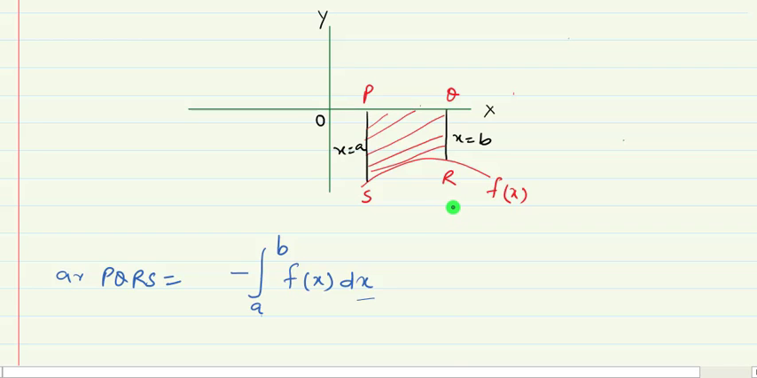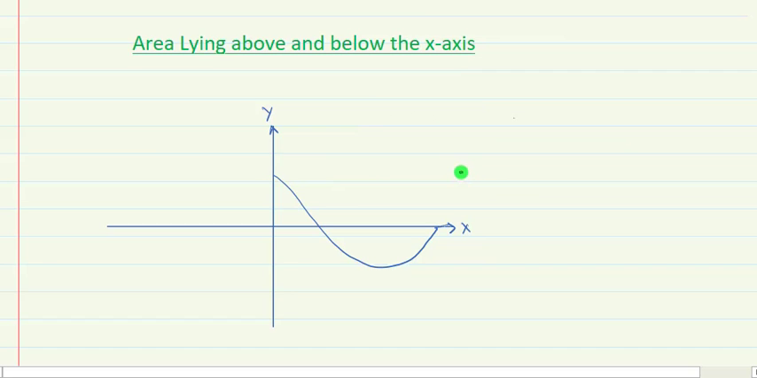Now the case may be when half of the area is lying above the x-axis and half of the area lying below the x-axis. So let me discuss that case also. The next case is when the area is lying above as well as below the x-axis. So here I have taken, this is clearly x is equal to 0, and let us suppose that this is the line x is equal to b. So this is the point b and this is 0.